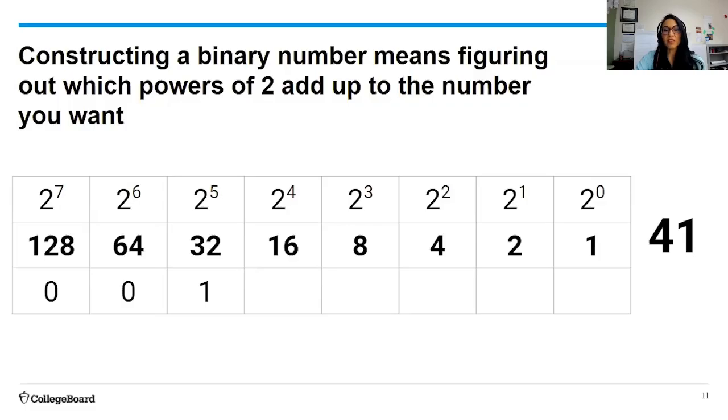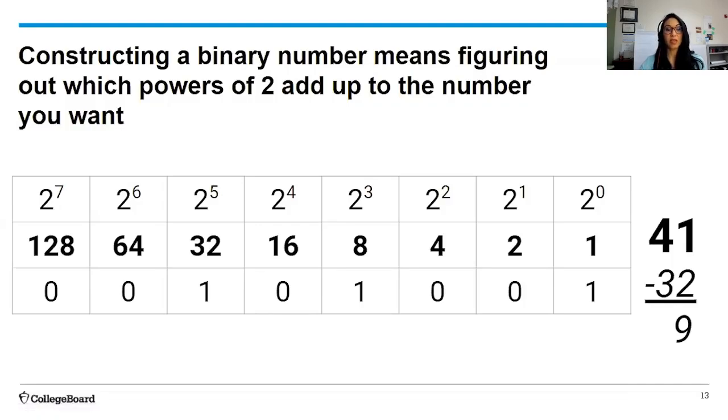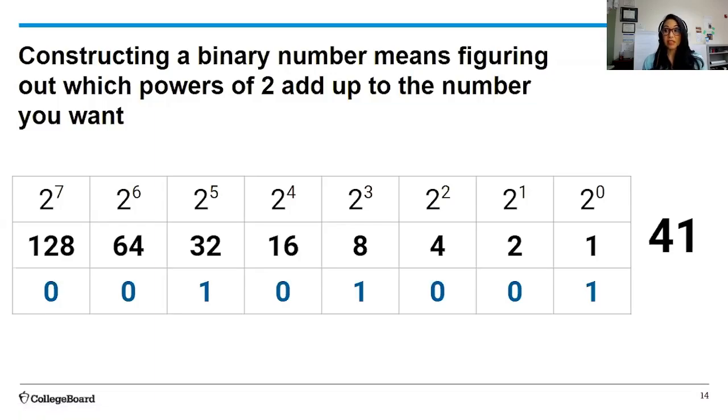So now we have to figure out what's left over. So we just do a little math, 41 minus 32, and that gives us 9. So which place values can we use that's going to give us 9? Right, we're going to use 8 and 1. So that means we're going to turn those two place values on and give the place values we did not use a 0. So 41 in binary ends up being 0, 0, 1, 0, 1, 0, 0, 1.